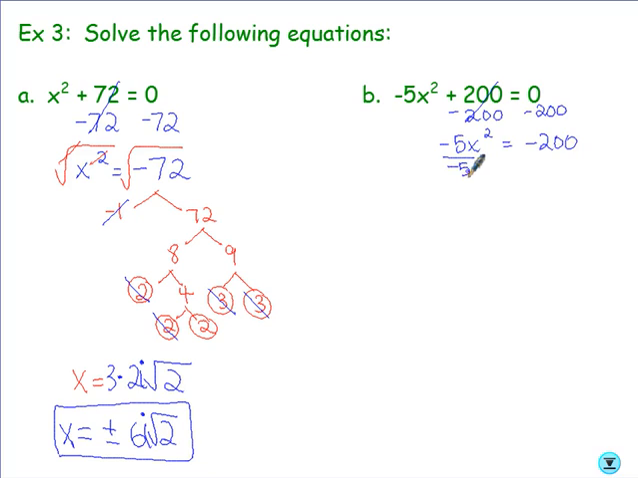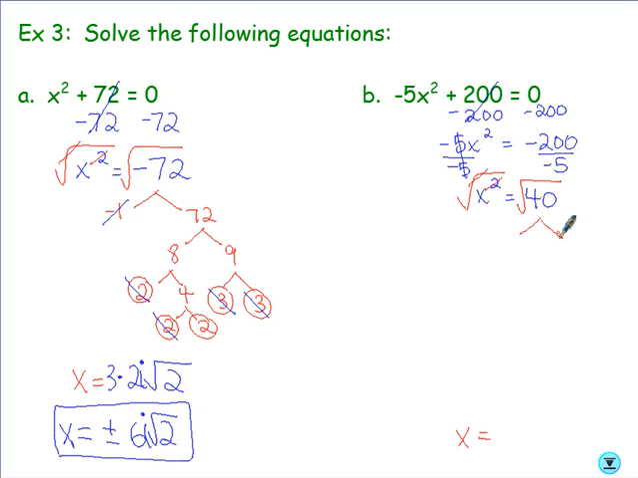Divide by negative 5. You should have gotten x squared equals negative 200 divided by negative 5 is positive 40. Hopefully that part you did right. You should have been ready to square root both sides. Those cancel. We're left with x equals the square root of 40.